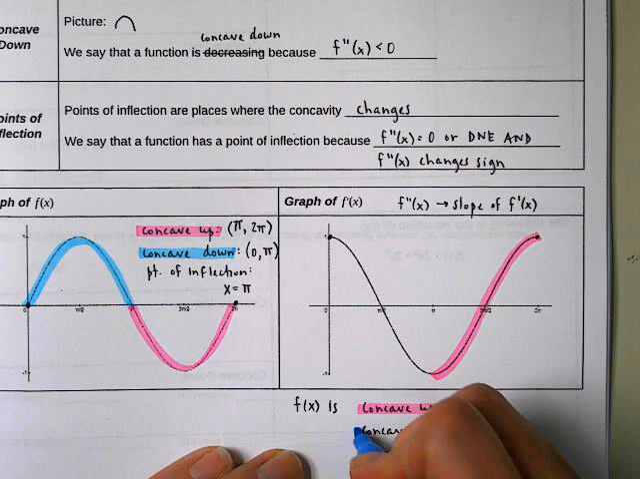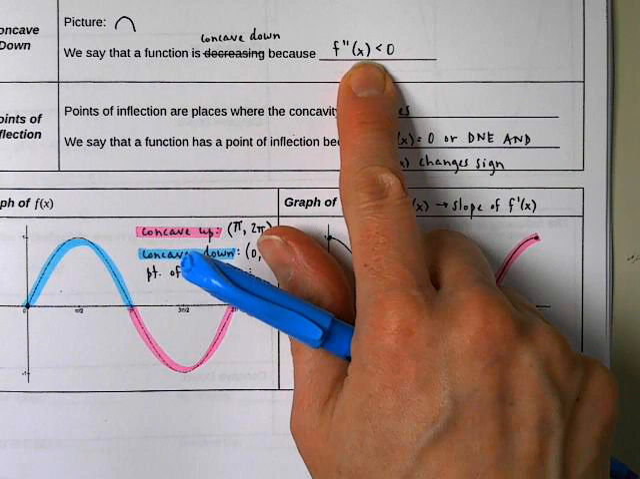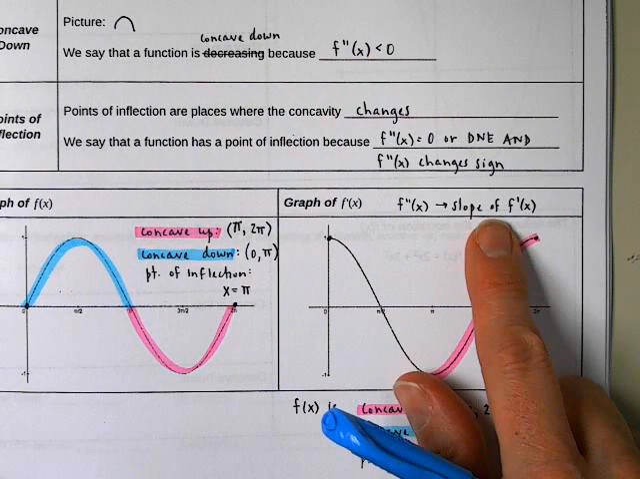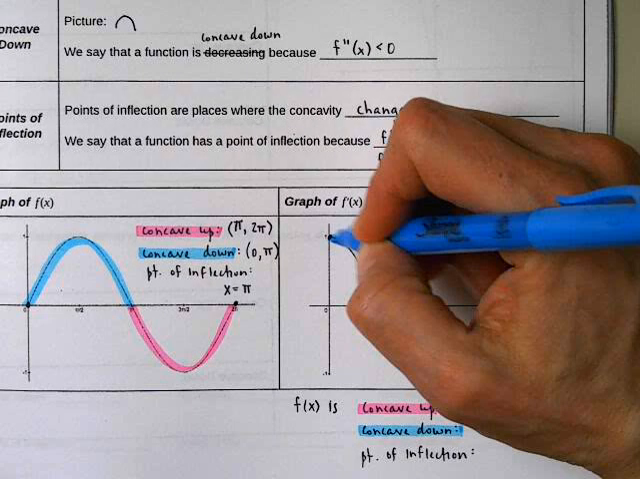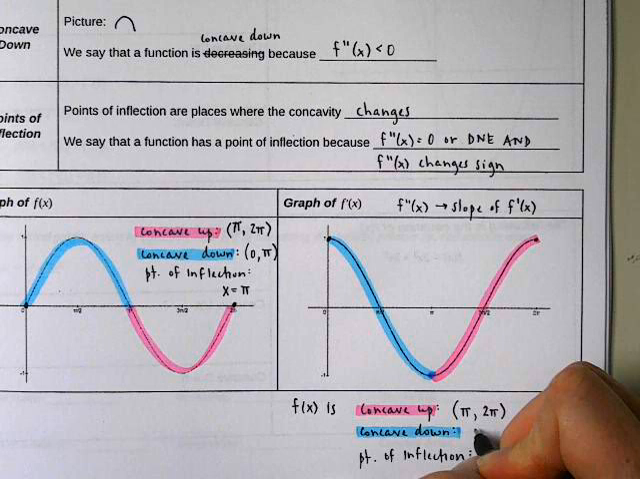For concave down, it's wherever my second derivative is less than 0, so I'm looking for a negative slope for f prime, which is going to be over this interval here. So we would say from 0 to pi.